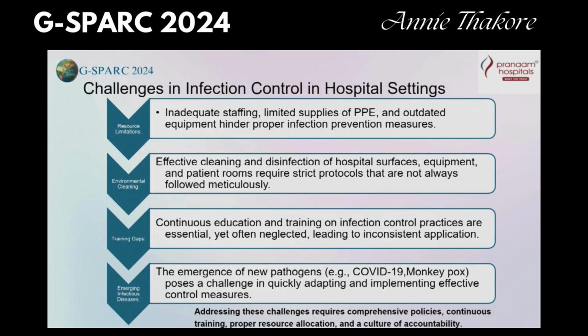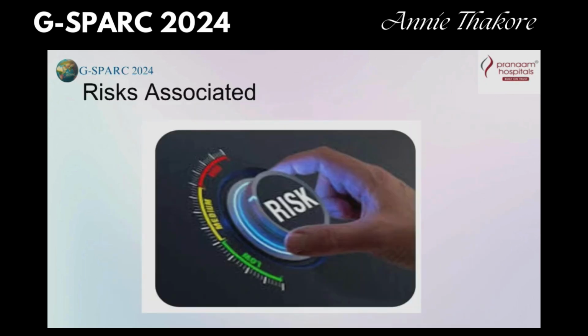And emerging infectious disease. All of you know that when it was 2019, 2020, when the COVID came, first phase, everybody was wondering, everybody was thinking, what is the result, what is the action? And then the second came, again everybody was panicked. When it came to the third, we had a set of rules and regulations and practices in place for COVID. Addressing these challenges requires comprehensive policies, continuous training, proper resource allocation, and a culture of accountability.